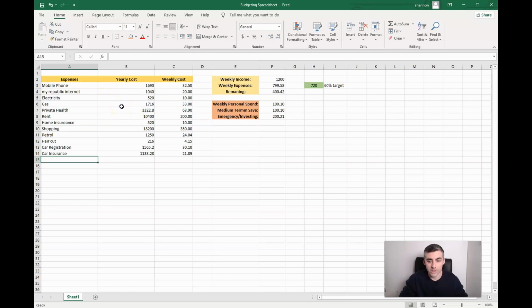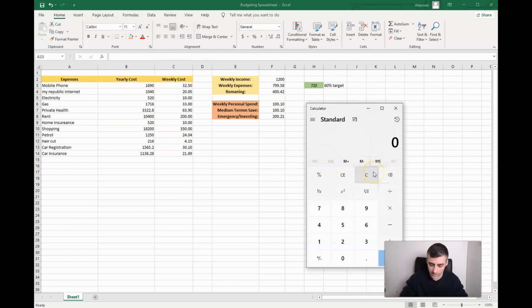Now, what you want to do is work out the yearly cost of that specific expense. You can do this a couple of ways. You can either go through it and actually work out the yearly expense for this from the company, or you can work out the cost of it by multiplying it out. So for example, if you're due to pay $32 per month for your phone, and there's 12 months in the year, you would be looking at $384 per year.